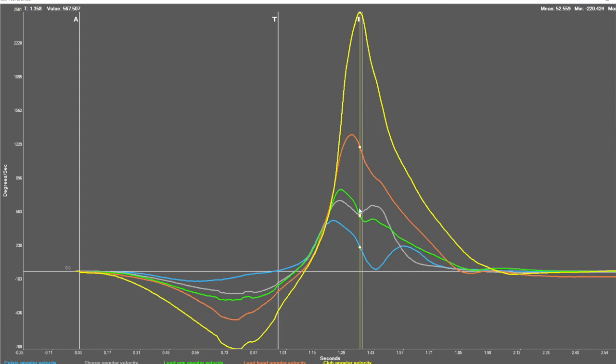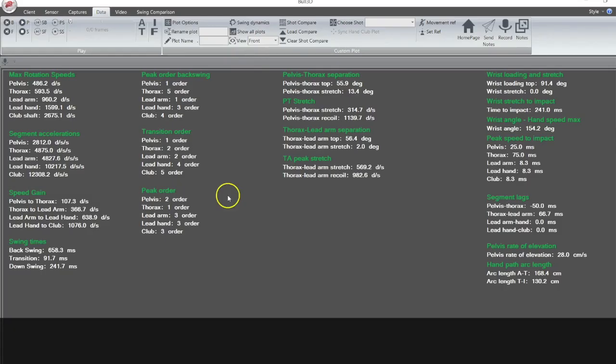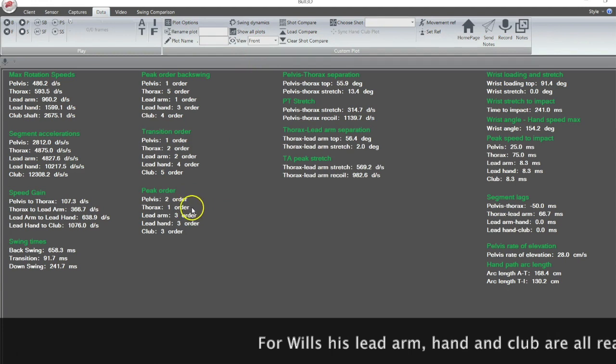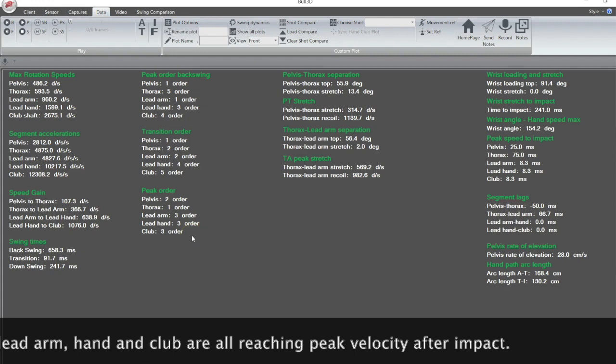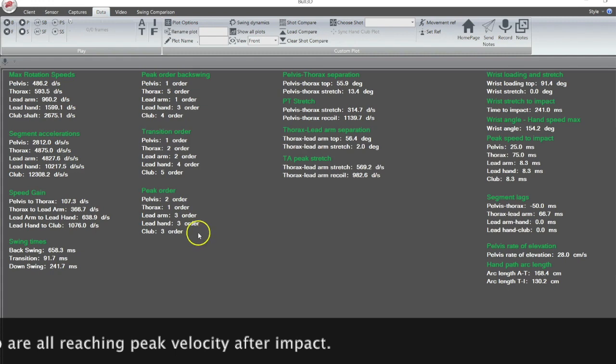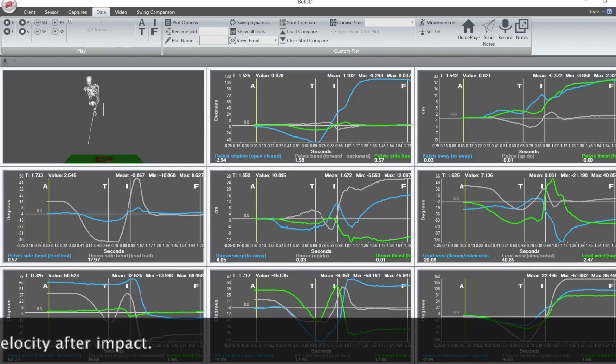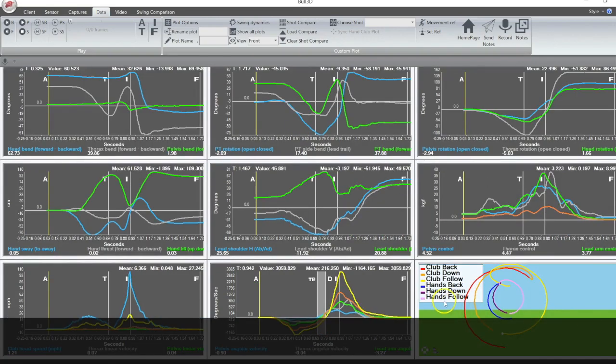Okay. Can you see that there? Like how smooth the graphs flow. So for you, this is what I was saying: first there's a peak for the thorax, then the pelvis, then the lead arm and the hand are together, because they're right at ball impact or just after.